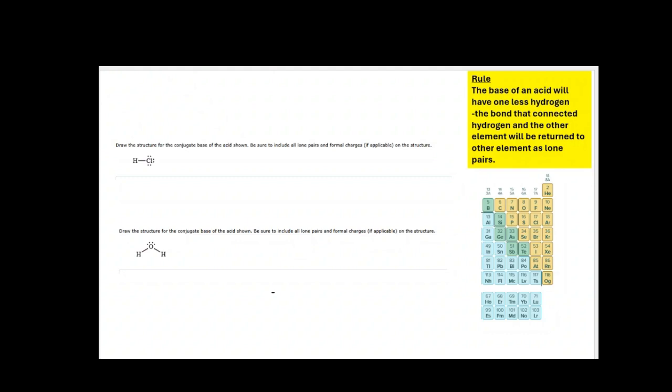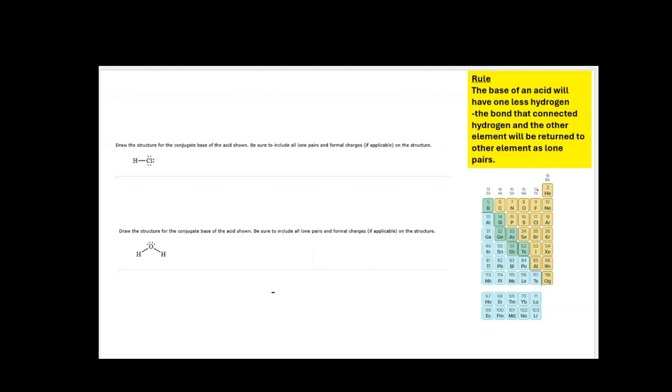Now, again, this is a refresher of material that you learned in Chem 2. And then I have some simple rules when I solve this. The conjugate base of an acid will have one less hydrogen, and the bond that connected the hydrogen and the other element will be returned to the other element as lone pairs. So in this case, when the hydrogen disappears, this bond right here is going to be returned back to chlorine as lone pairs.